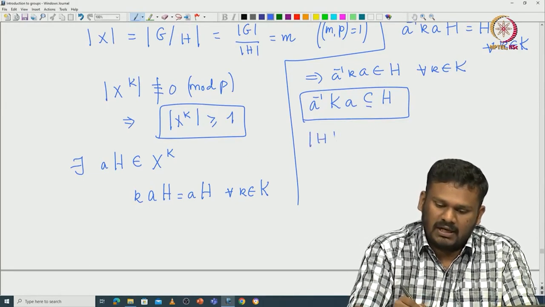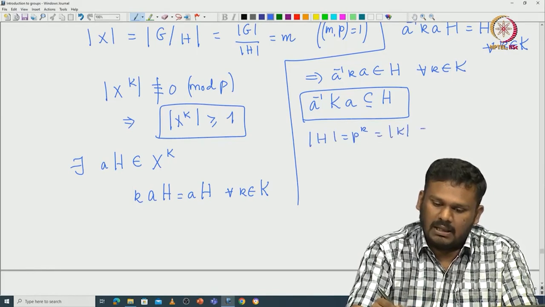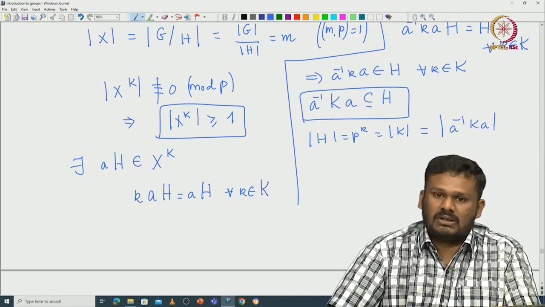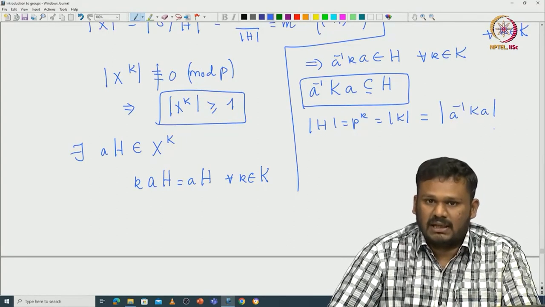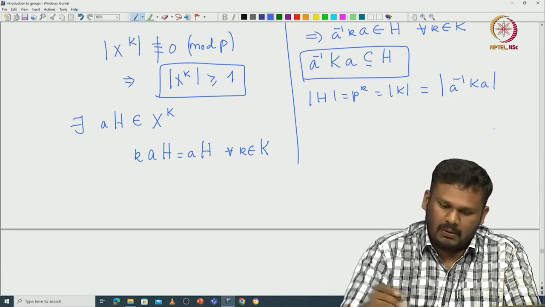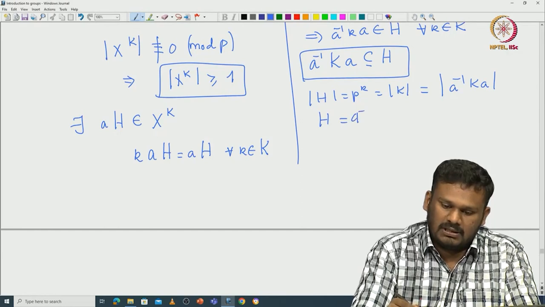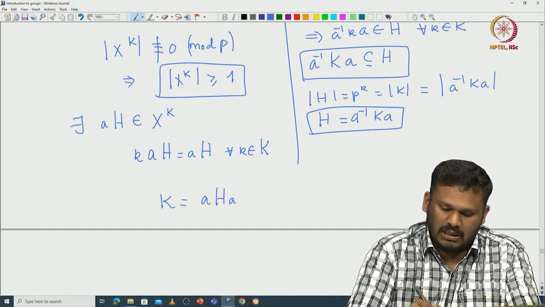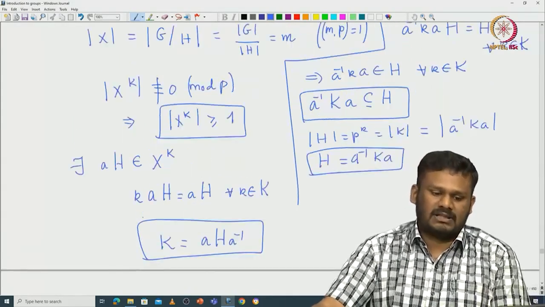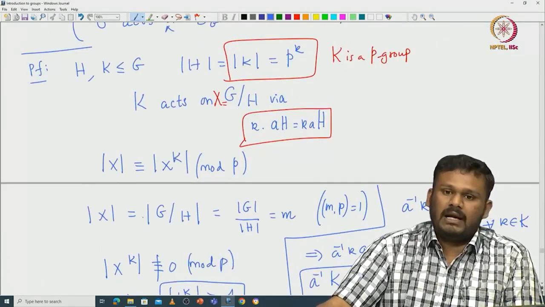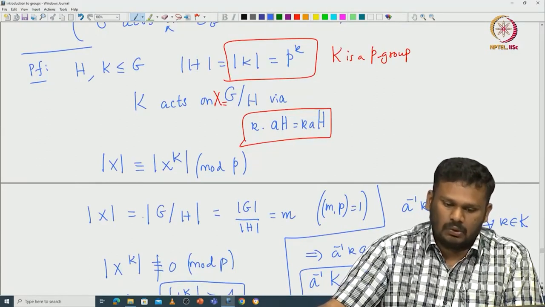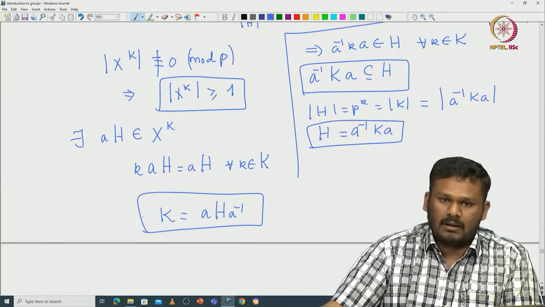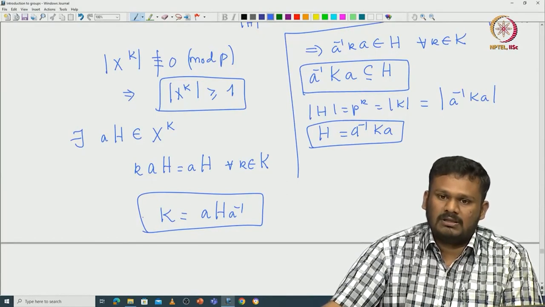But note that the cardinality of H is P power K and the cardinality of K is P power K. So in particular, the conjugate of K also has cardinality P power K. Since it is a subset of H, which has exactly that cardinality, that forces it to be exactly equal to H. So H is equal to A inverse K A. But that means K is equal to A H A inverse. If we go back, we started with two arbitrary Sylow P subgroups. We made one group act on the cosets of another group and we got a fixed point, and that tells us that these two groups must be conjugate to each other. So this proves all Sylow P subgroups are conjugate.